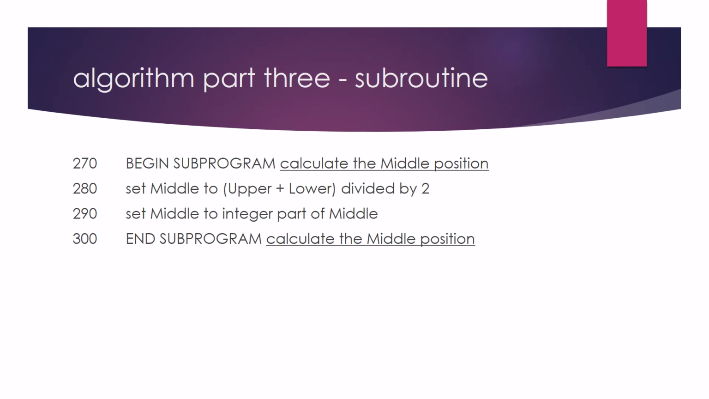The algorithm for calculate the middle position is upper plus lower divided by 2, and it sets the middle to the integer value of that. Now if there's an 8 value array, upper plus lower is 1 plus 8, which equals 9, divided by 2, which is 4.5, and the integer value of middle is 4. End program to calculate middle position.